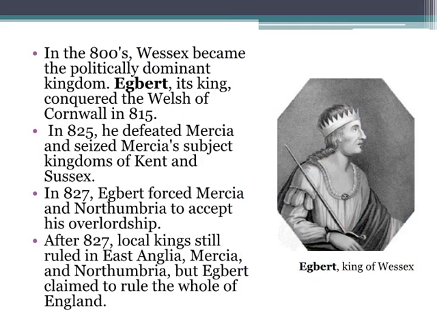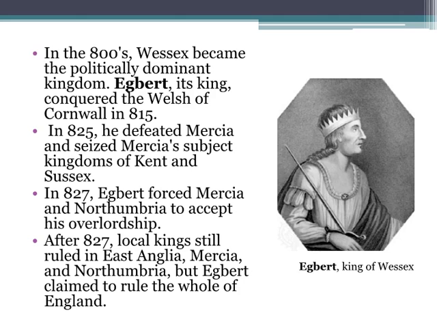In the 800s, Wessex became the politically dominant kingdom. Egbert, its king, conquered the Welsh of Cornwall in 815. In 825, he defeated Mercia and seized Mercia's subject kingdoms of Kent and Sussex. In 827, Egbert forced Mercia and Northumbria to accept his overlordship.